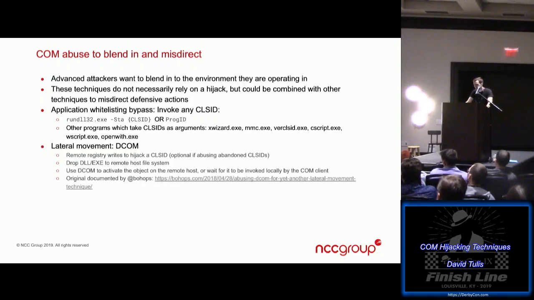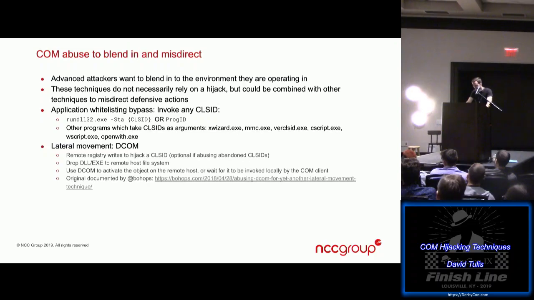There are several documented Microsoft programs which take a class ID or a ProgID as an argument. RunDLL32 is the most well-known, but there are others: XWizard, the Verified Class ID executable, MMC. These all take COM objects as arguments. So a great place to use this as an example would be after hijacking an abandoned key. I mentioned an abandoned key might not be regularly called by a process. So by using these binaries, you could drop a DLL to disk, call a Microsoft-signed binary on a class ID that was already on the system, and then have your code loaded into another process.